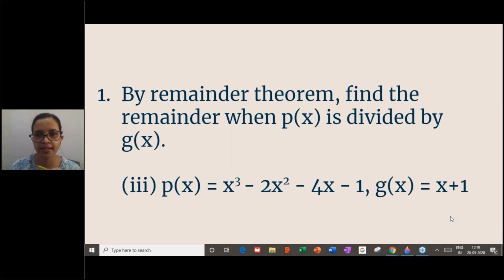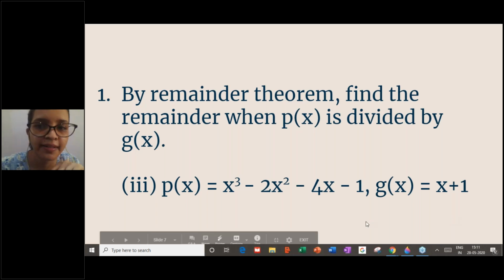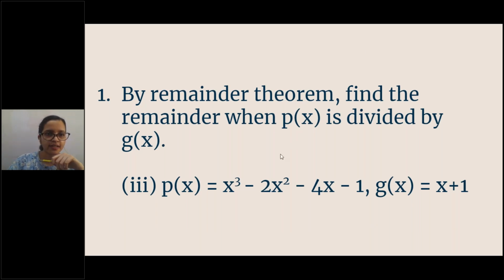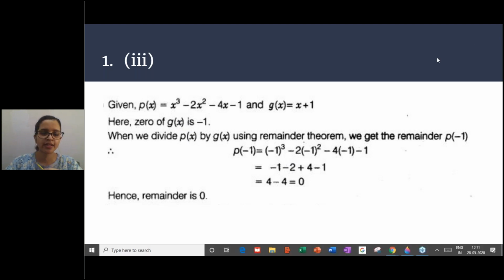Aditya Mundra, yes. Rakshita, yes. Vasudha, no. Vasudha, are you giving me all options? Where are you going wrong? It's simple. I hope you have substituted the value of x as minus 1. So it will be minus 1 cube, minus 2 into minus 1 square, minus 4 into minus 1, minus 1. Riya, yes. Okay. I think maximum of you gave me the right answer. I'll just show you the solution. I'm not solving it. This is easy. So you find the 0 of g of x, which is nothing but minus 1. And then you substitute the value of minus 1 in p of x, you get the remainder as 0.